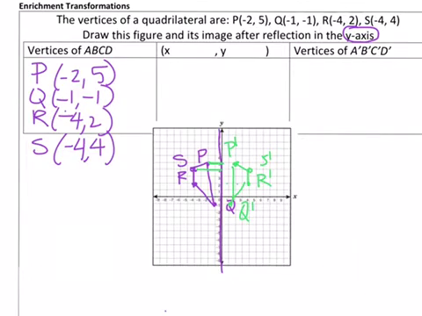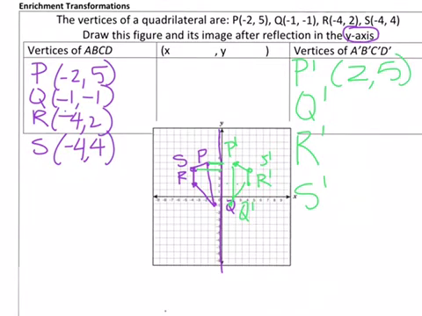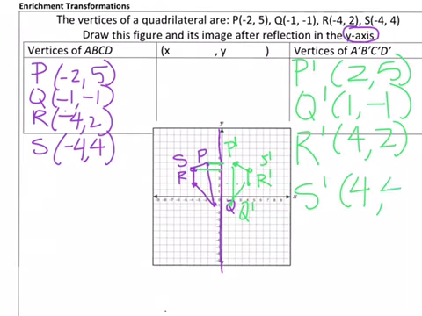Now we're going to write the new coordinates of our quadrilateral. So we have P prime, we have Q prime, we have R prime, and we have S prime. So my new point for P prime is we go over 2 and up 5. For Q, I went over 1 positive, but then I went down 1, which is a negative 1. For R, I went to positive 4 and up 2. And for S, I went to positive 4, up 4.